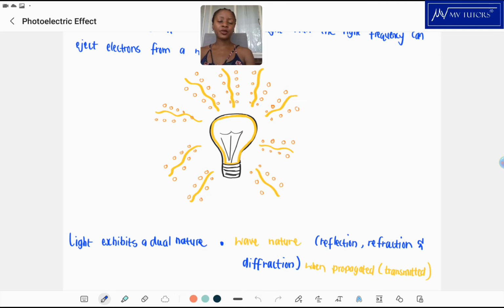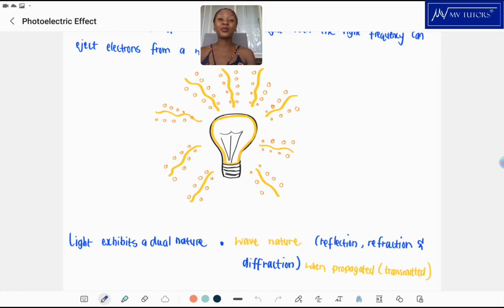Firstly we have the wave nature. If you refer to your grade 10 and 11 work, you would see that light can be reflected and refracted. Refraction is when light in air enters water and changes direction. Then we have diffraction, when wave sources come together and create a bigger wave, or a smaller amplitude, or just cancel each other. So light exhibits a wave nature when it is propagated.